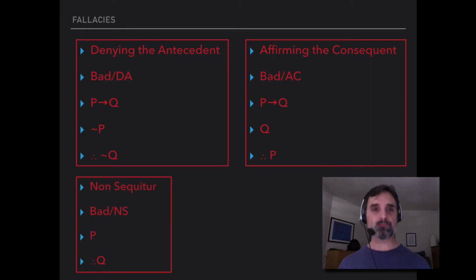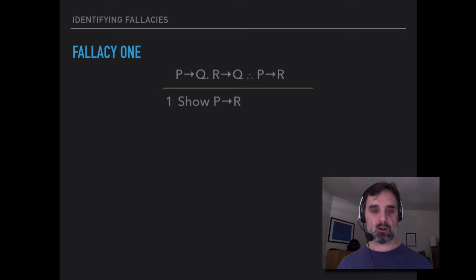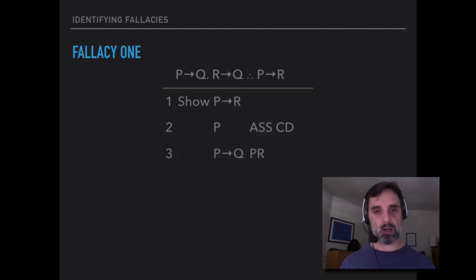Okay, so let's do some examples. So here's an argument. We're going to see if we can derive the argument if P then Q and if R then Q, then if P then R. So we start off as we normally should with our show line if P then R. Because we're trying to show a conditional, we will assume the antecedent with assume CD, and then we'll bring in our premises if P then Q and if R then Q.